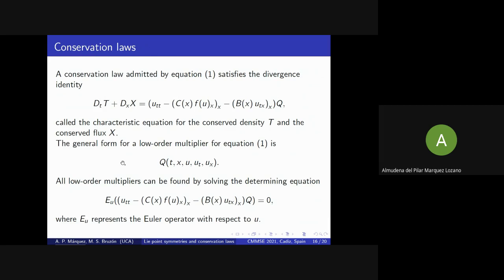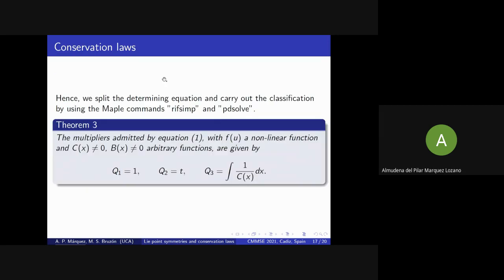And how do we find it? By solving the determining equation that is defined here. Here we have Q, what we want to find, and E_U is the Euler operator with respect to U. So solving this determining equation is how we find the multipliers. For this calculation, we use Maple again. In particular, we use the commands refsims, pdsolve, and also dsolve.